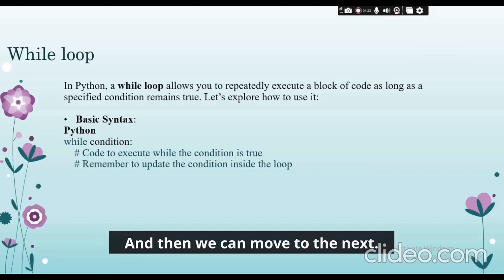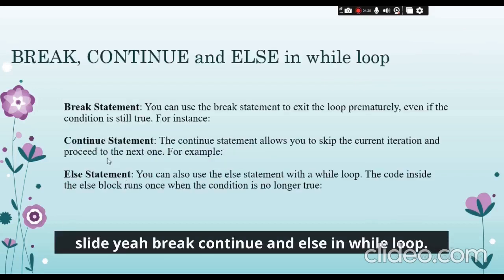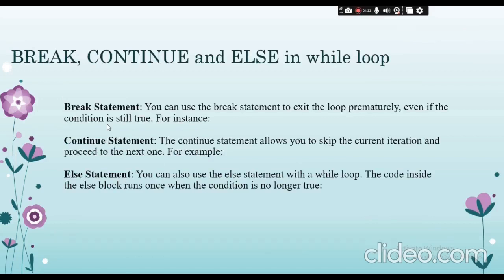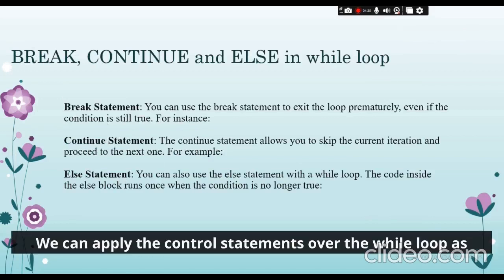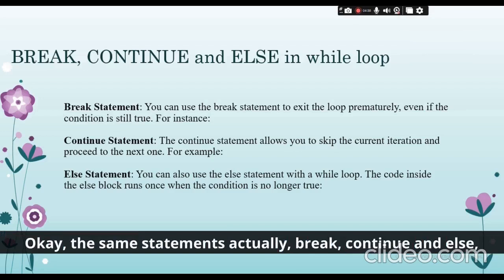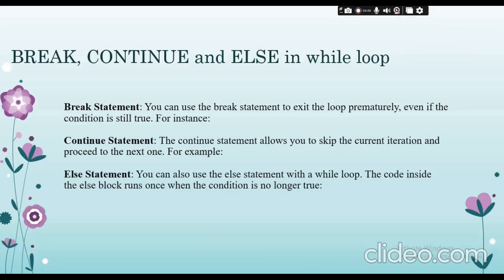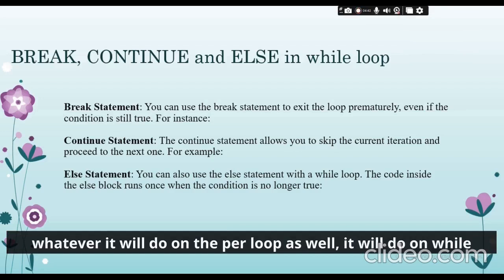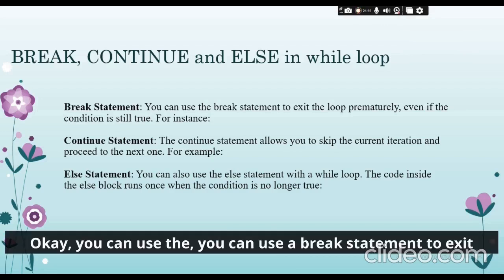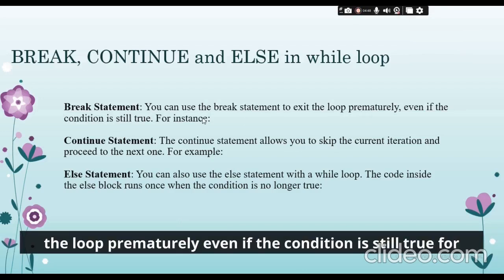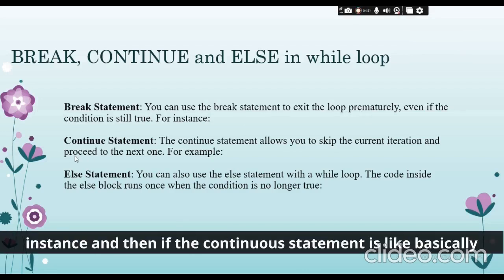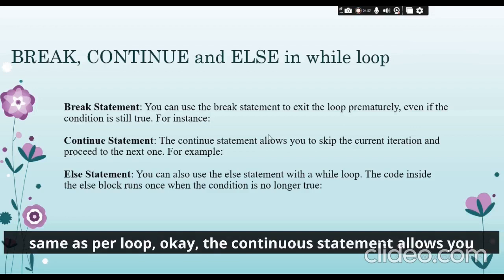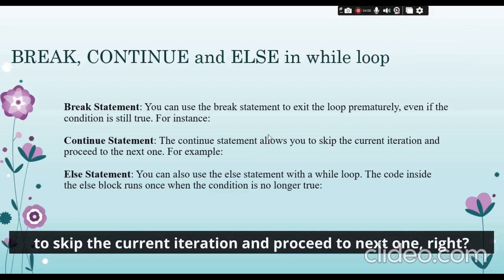We can move to the next slide: break, continue, and else in a while loop. We can apply the same control statements over the while loop as well: break, continue, and else. Whatever they do in the for loop, they do in the while loop. You can use the break statement to exit the loop prematurely even if the condition is still true. The continue statement is basically the same as in the for loop: it allows you to skip the current iteration and proceed to the next one.